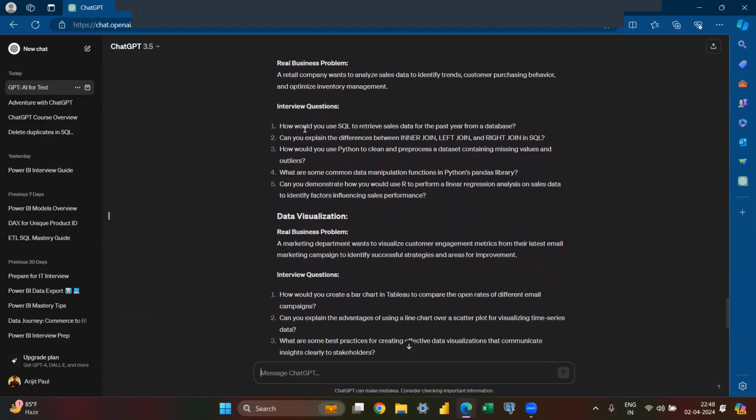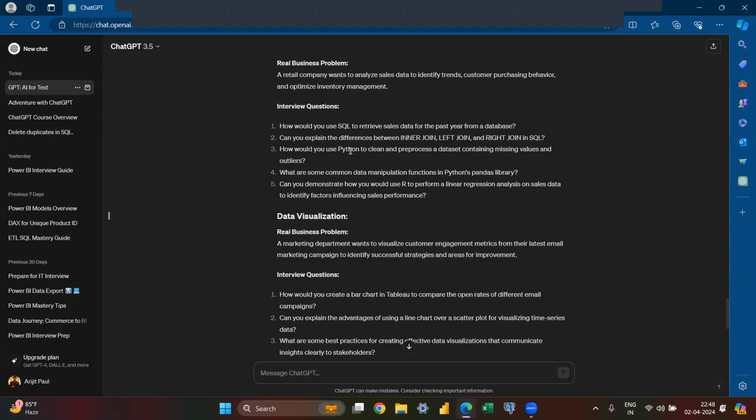So here, how would you use SQL to retrieve sales data for the past year from a database? Can you explain the difference between inner join, left join, and right join in SQL? Inner join matches the records of two tables. Left join carries all the columns of one table and just the matching ones from the second. A right join does the reverse.